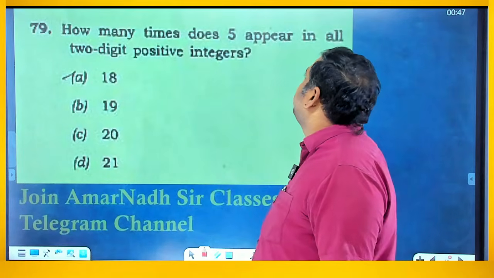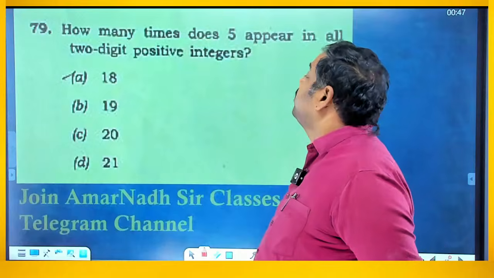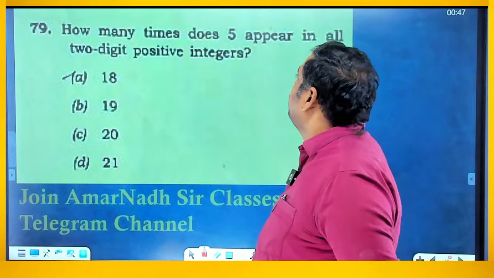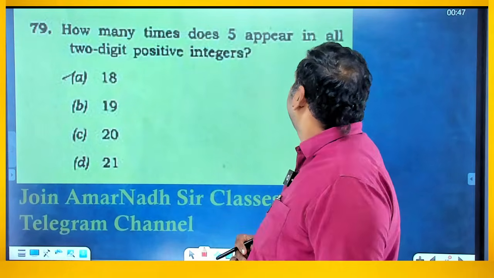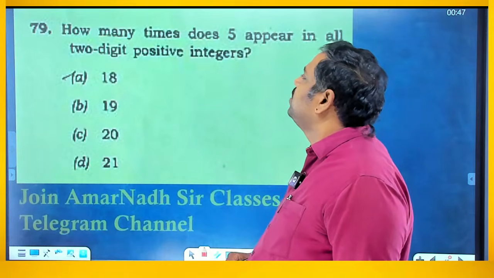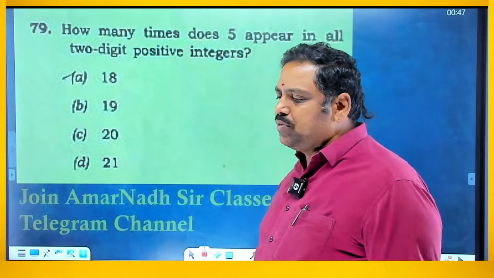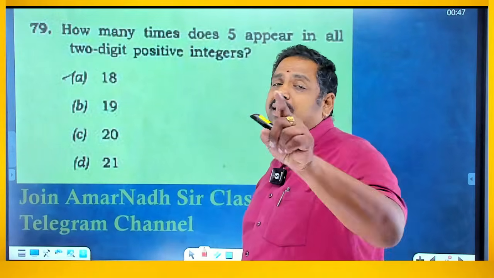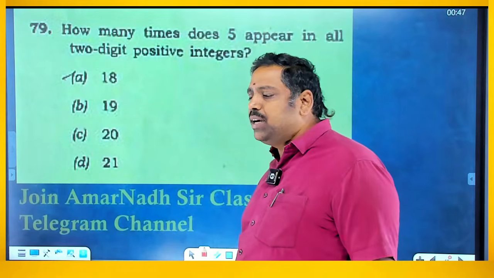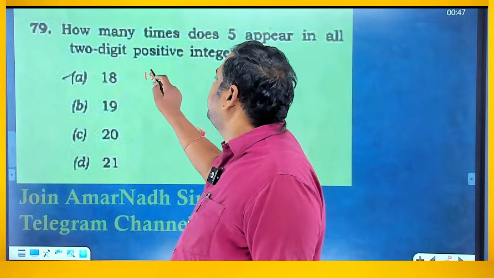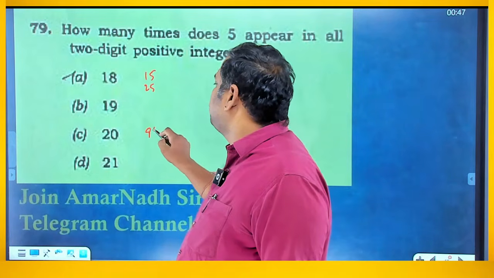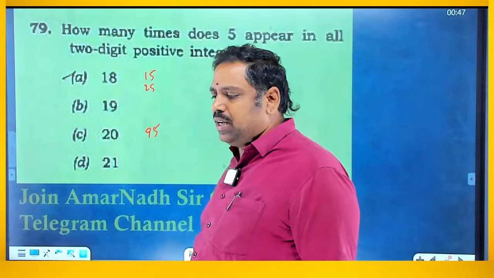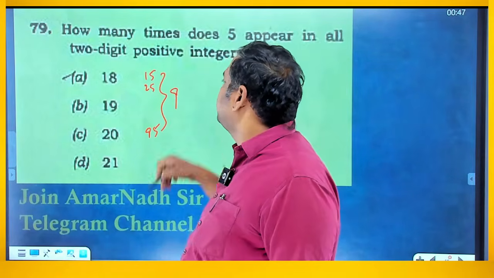How many times does 5 appear? This is a PYQ. Earlier it was a complex one, now it's a simple one. 5 appears in all 2-digit positive integers. In all 2-digit positive integers, how many times is 5 appearing? He is not asking how many numbers have a digit as 5. How many times 5 appears means, sir, in 15, 25, 35 and so on up to 95, na? 5 is appearing in the units place, na? How many are these? These are 9.